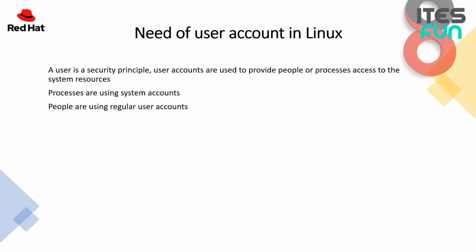So a user is used as a security principal, and user accounts are used to provide people or processes access to system resources. So what is it all about? A security principal is an entity that you are going to grant permissions to do specific stuff for the processes on your system. There are user accounts that are created as system accounts. They are easily recognizable, as you will see when we get to the configuration files.